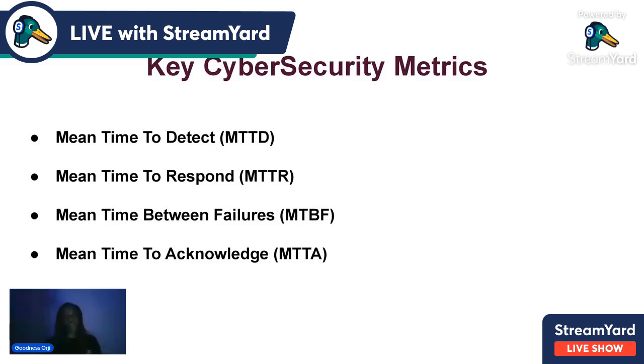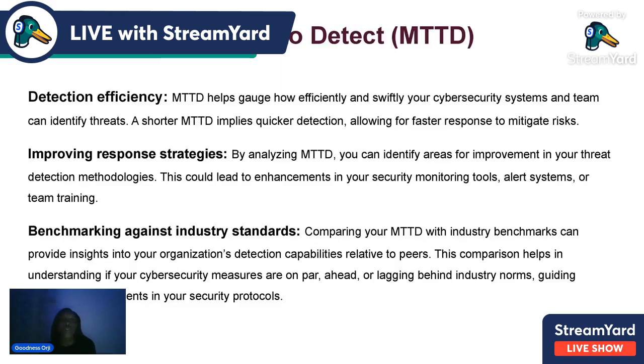So we have key cybersecurity metrics. They are more than this, but these are the major ones you get to come across. We have the mean time to detect, the mean time to respond, mean time between failures, and mean time to acknowledge. I'm going to give just a brief definition for us to understand these metrics better. There are more, but I'm just focusing on those four.